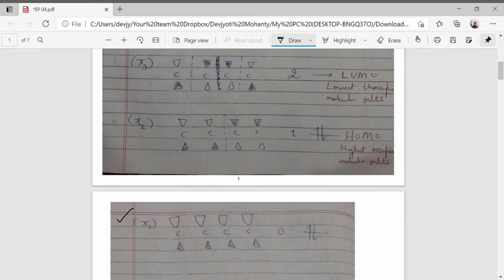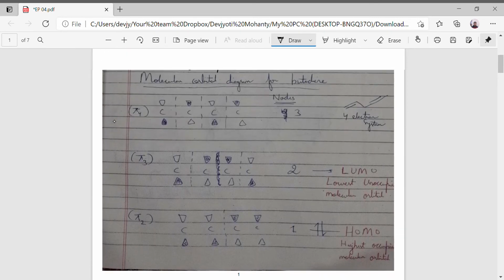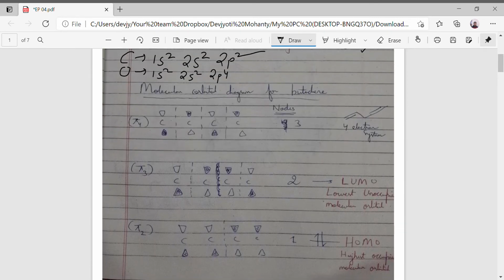So this is pi 1. We have to draw cones on opposite sides, and this one is the colored portion, that zigzag you are seeing. Then the bond here is made and nodes are 0. When it comes to pi 2, here both are filled, here both are filled. So it has node 1, and it is called HOMO, highest occupied molecular orbital.